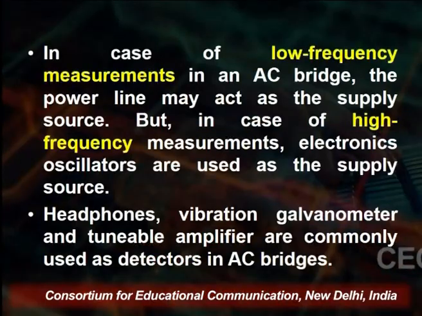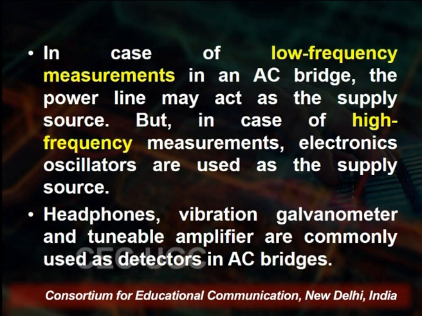And in case of low frequency measurement in the AC bridge, the power line may act as the supply source, but in case of high frequency measurement, electronic oscillators are used as the supply source. If we are measuring low frequency, then the power line may act as a supply source. And if we talk about high frequency, then an electronic oscillator will supply as a source.